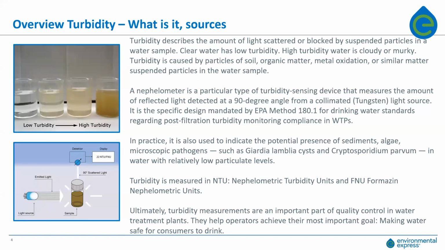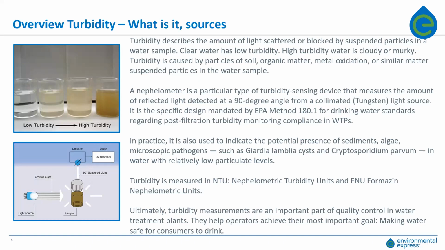A nephelometric meter is a particular type of turbidity meter that measures the amount of refracted light detected at a 90-degree angle from a collimated tungsten light source. It is the specific design mandated by the EPA Method 180.1 for drinking water standards regarding post-filtration turbidity monitoring compliance in water treatment plants.